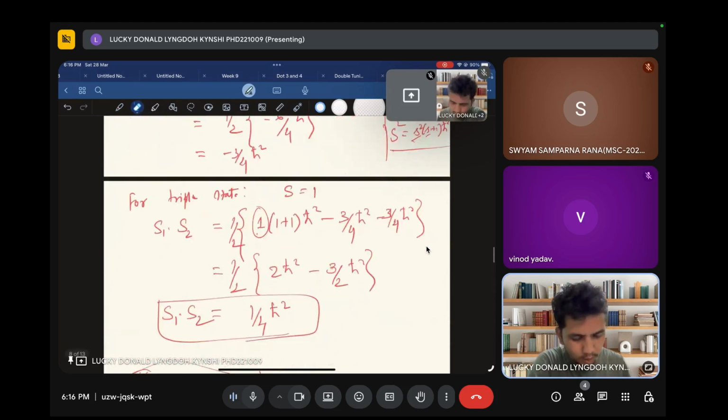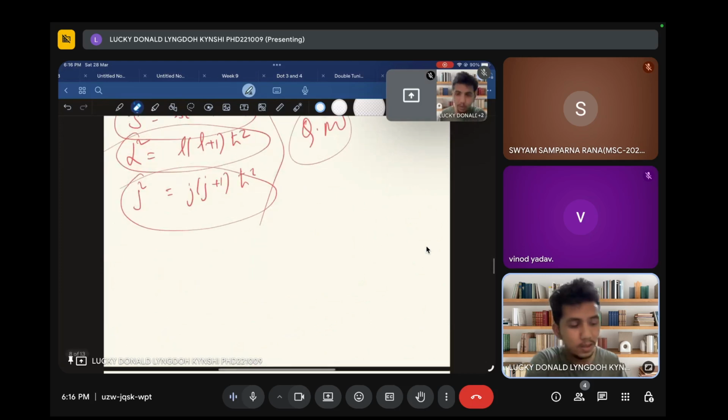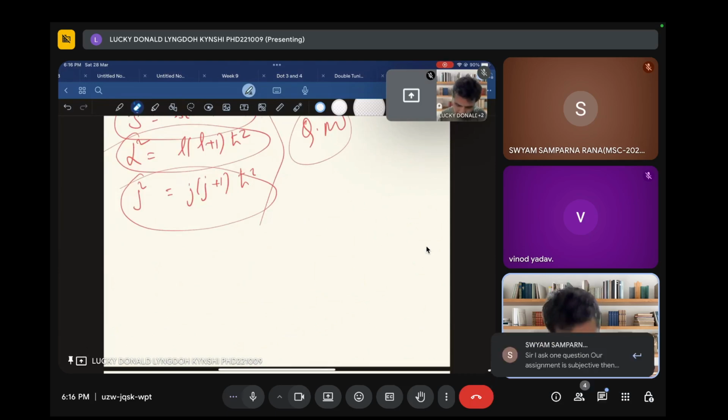Okay. I think in question number 4, you are asking about the magnetization versus temperature, right? Yeah. Okay.